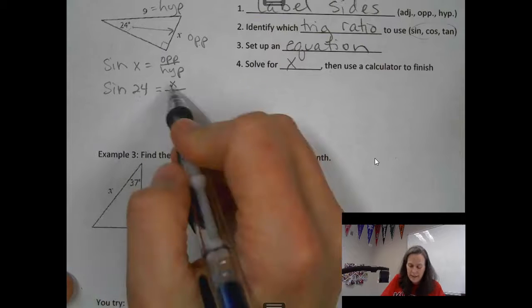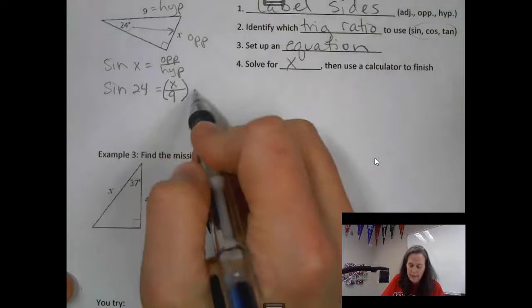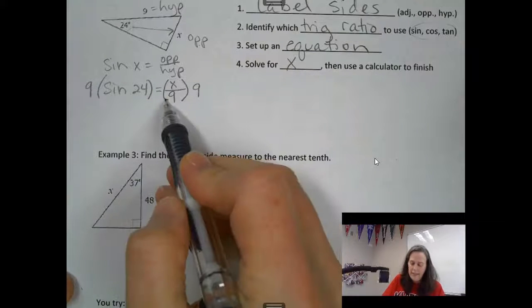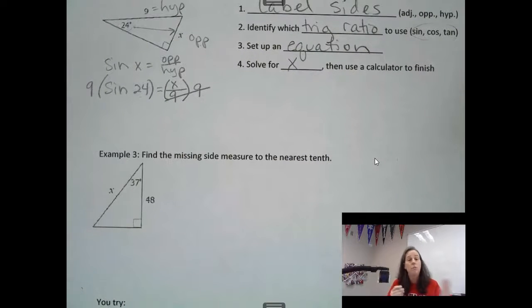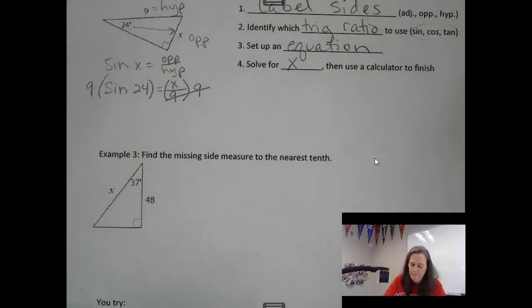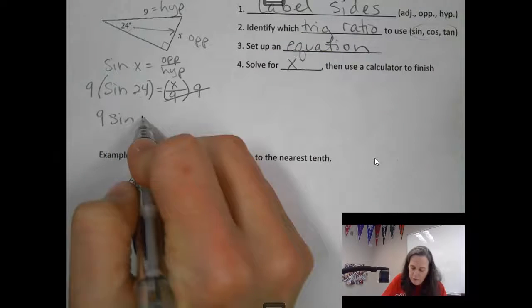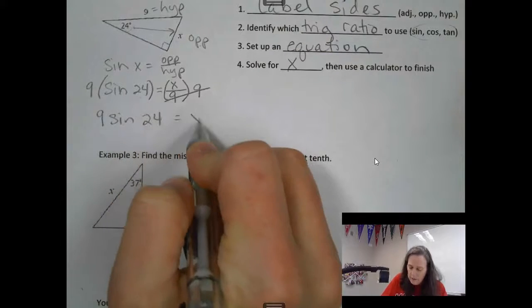So we're not done until x is all alone on one side. Let's multiply by 9, multiply by 9. And then those guys cancel. If you multiply by 9 and divide by 9, it goes away. It turns just to 1. Over here, so this says 9 times the sine of 24 equals x.